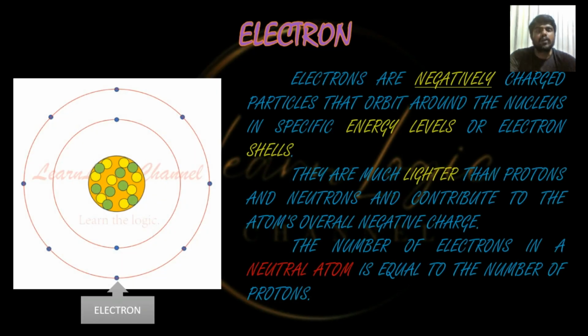First particle, that is electron. Electrons are negatively charged particles that orbit around the nucleus in specific energy levels or electron shells. They are much lighter than protons and neutrons and contribute to the atom's overall negative charge. The relative charge for electrons is -1 as compared to neutrons. The number of electrons in a neutral atom is equal to the number of protons. This statement is very important with regard to MCQ exams. The number of electrons and the number of protons for an electrically neutral atom is equal or same.